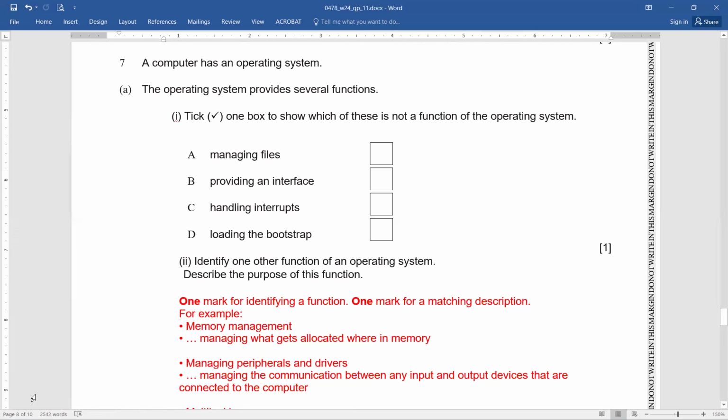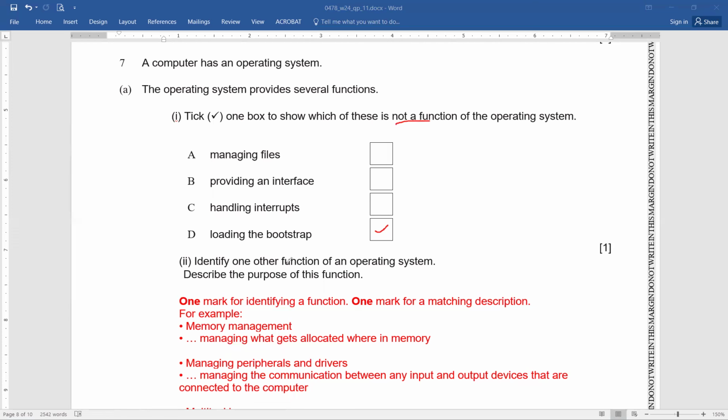Okay, done. See, loading the bootstrap, this is not the function of an operating system. Apart from these, providing an interface, definitely ASCII, handling the interrupts that you have studied, that is also an operating system task. So this is the only option. It is not a function of an operating system.